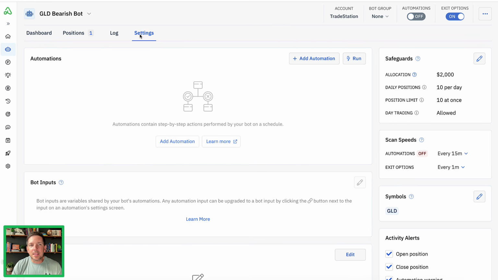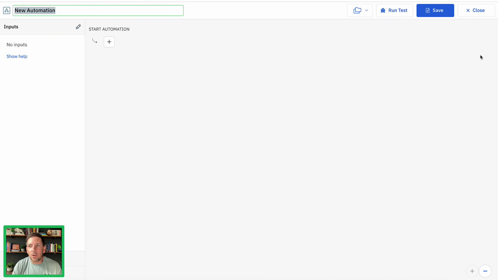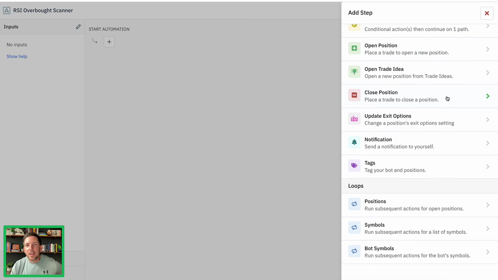So inside of Option Alpha, what you can do is you can go to your settings and you can add an automation to your bot. Now, when I add an automation to my bot, I'm basically just giving it a set of instructions to go through. So when I do this, I can say RSI over bot scanner, something like that, whatever name you want to give it. And what you want to do here is you want to have the bot start to loop through a series of positions or symbols and start to scan for those high RSI levels.